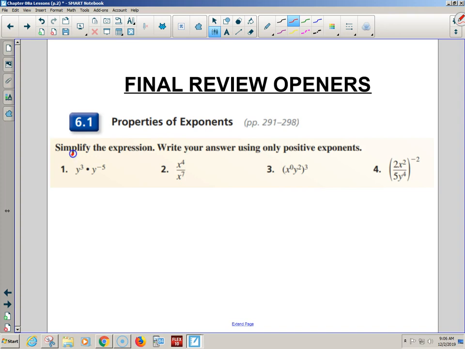Whenever there's a multiply of like bases, you add. So the y's are like, and so I'm going to go ahead and do y to the 3 plus negative 5. Well, what's 3 plus negative 5? Y to the negative 2, right? So we have our adding. That's our quick heads up, and that would get you almost to the right answer.